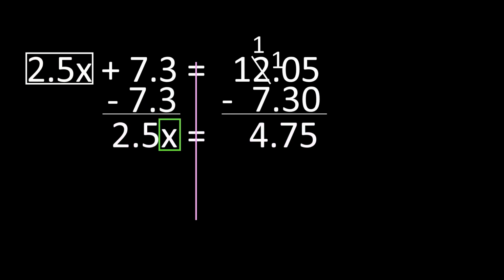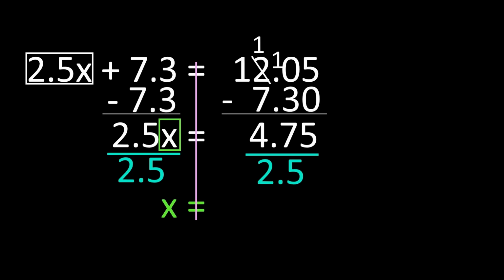Now I'm ready to isolate x. I want to get x all by itself. And right now I have 2 and 5 tenths times x, so my inverse operation is to divide. And I'll be dividing both sides by the 2 and 5 tenths. So on the left-hand side, 2 and 5 tenths divided by 2 and 5 tenths is 1, leaving me with x isolated by itself. And on the right-hand side, I'm going to need to divide 4 and 75 hundredths by the 2 and 5 tenths.